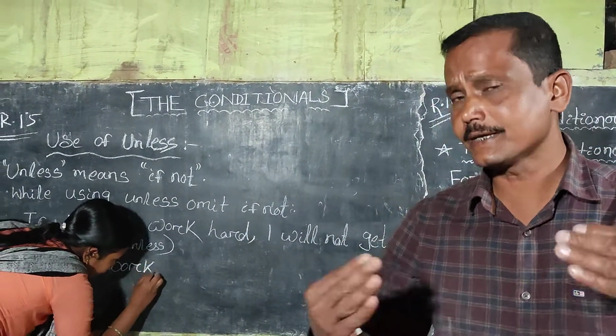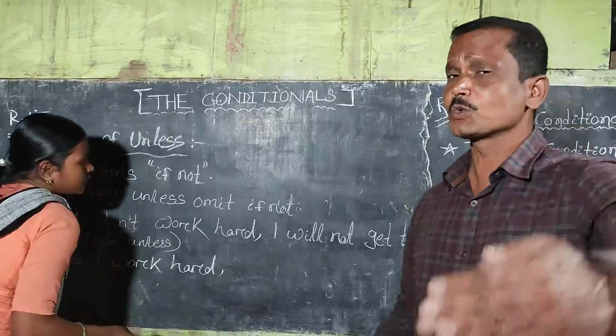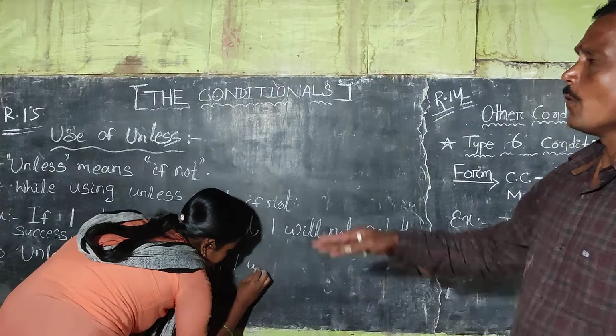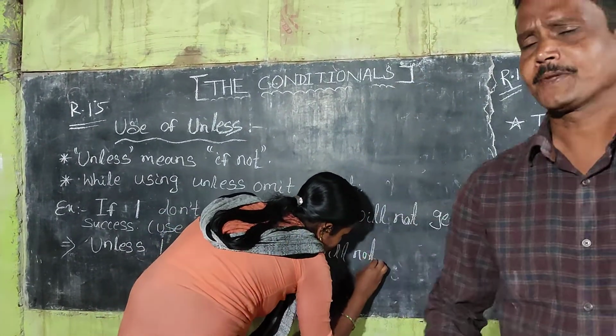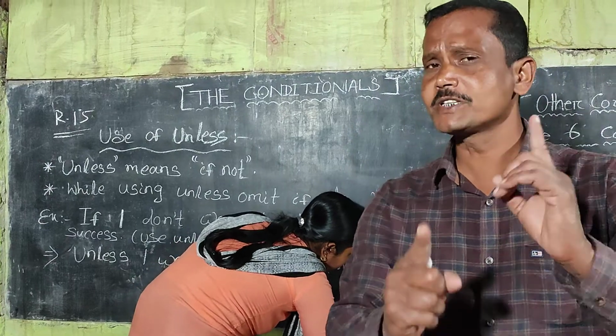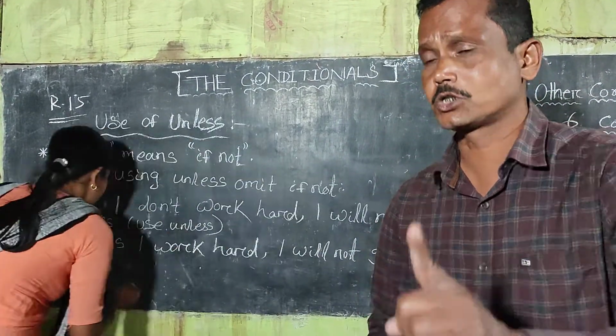And while using unless, we have to omit if and not. But most of the students make a mistake. That means while using unless, they omit if, not, plus not. No. In case of using unless, we simply have to omit if and then not.